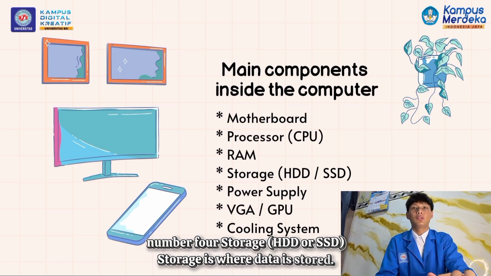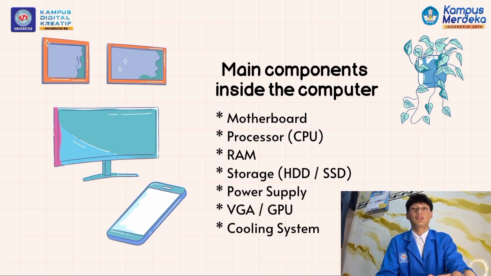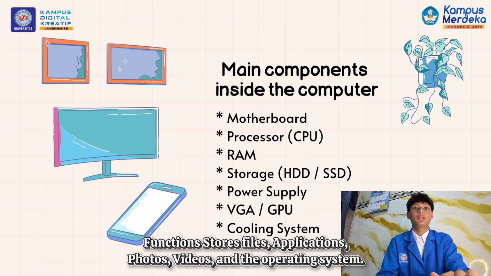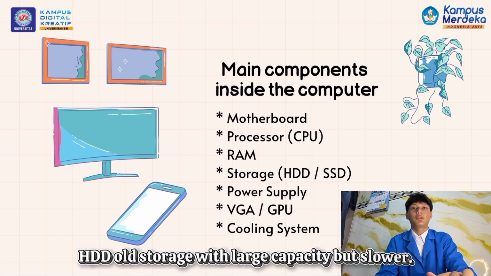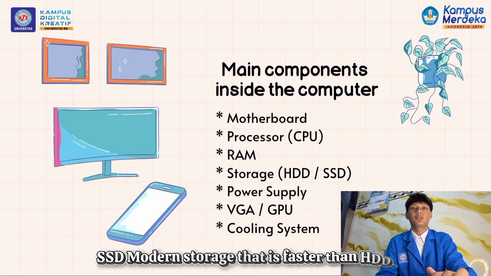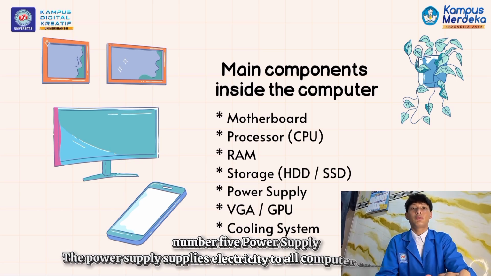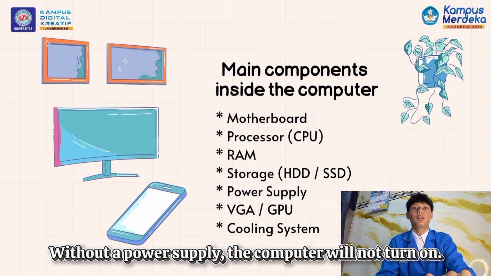Number 4, storage. HDD or SSD. Storage is where data is stored. Functions: storing files, applications, photos, videos, and the operating system. HDD has larger capacity but is slower. SSD is modern storage that is faster than HDD. Number 5, power supply. The power supply supplies electricity to all computer components. Without a power supply, the computer will not turn on.